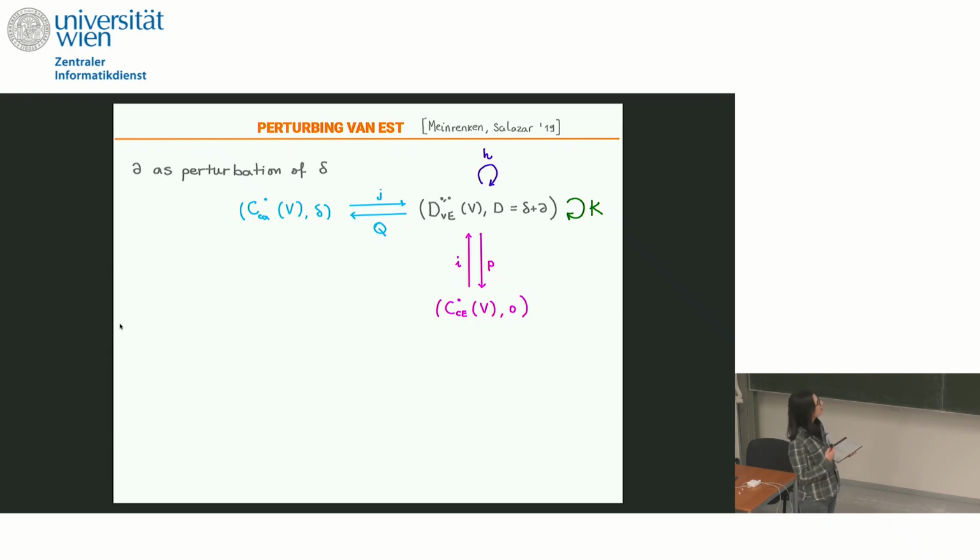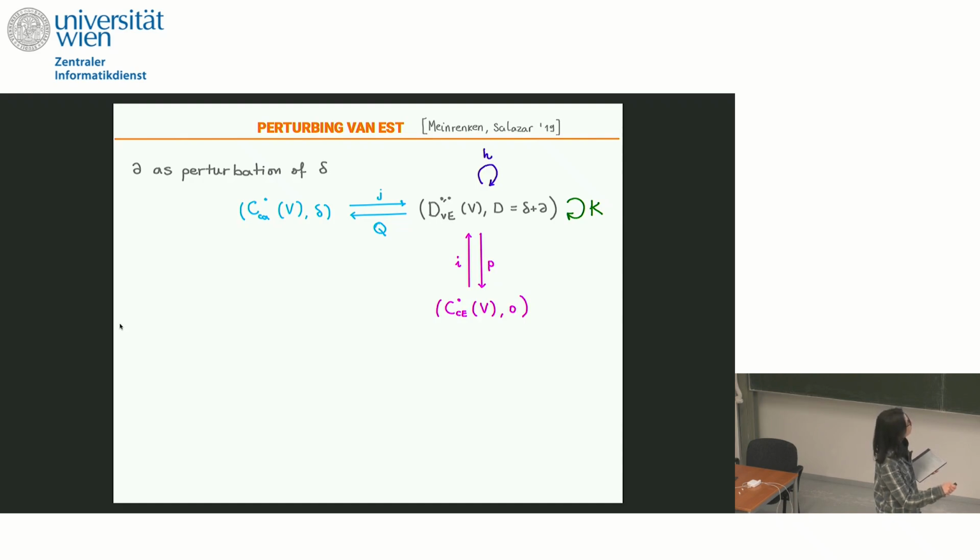Okay. First perturbation. I look at partial as a perturbation of delta. So what happens is that you see the horizontal retract changes. So I have a new homotopy here, the big K. They both should change, but luckily, actually only Q changes and J remains unperturbed.